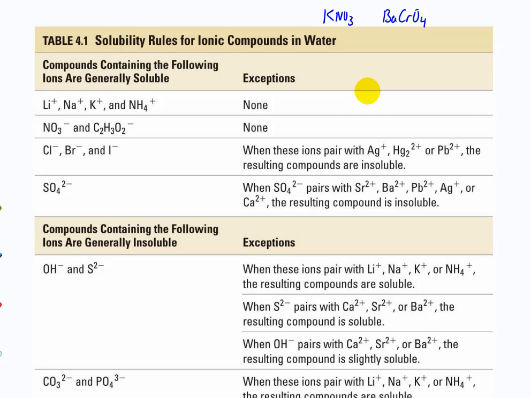Yeah, everything from potassium and everything from nitrate is always soluble. Those are very, very soluble. So even though the other one's not on the chart, we know there are some barium compounds that are insoluble, so we'll go with that one. And in fact, that is the case for this one.